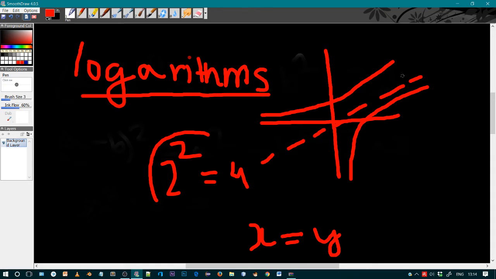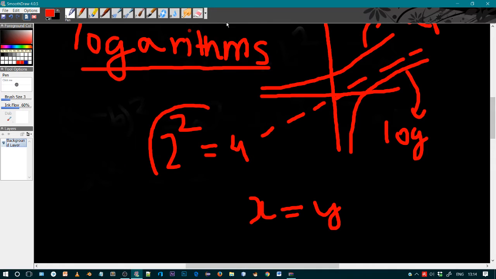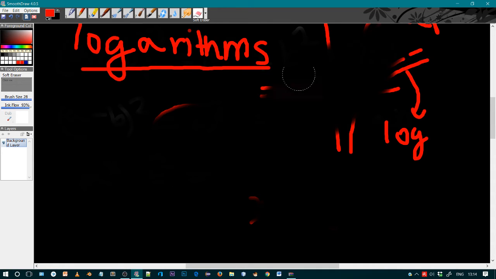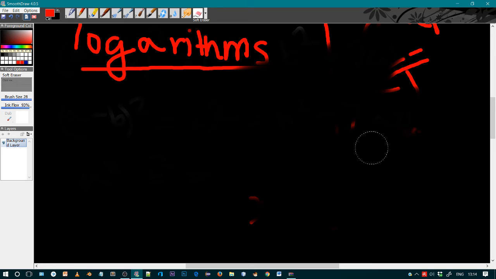So this is my log line, and this is my exponent line. So these are inverse. Logarithms are basically the inverse function of exponents. Now let's get into how we work with logarithms. Let's start. I'm going to erase this stuff, and I'm going to start.